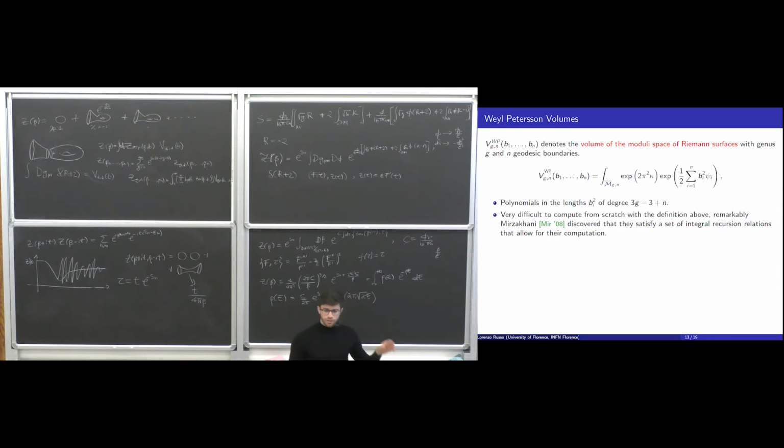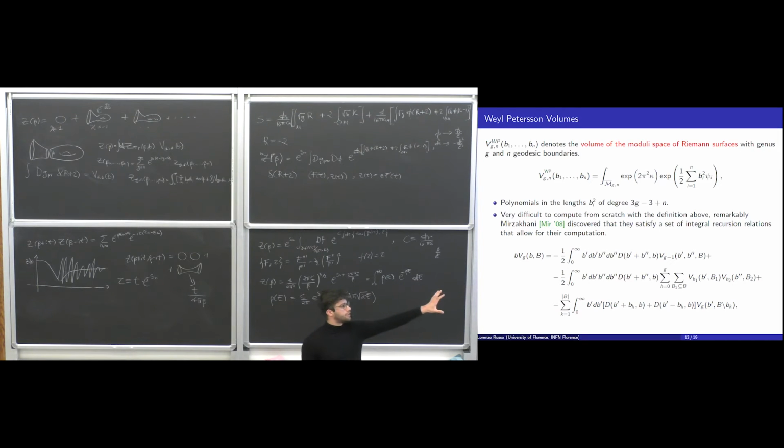As I told you before, they are pretty difficult to compute from scratch, but Mirzakhani discovered that they satisfy a set of integral recursion relations that allow for their computation, and they are those right here. As you can imagine, by looking at them, these D are some kernel functions that I did not report here for this case, but that I will show you for the supersymmetric generalization that we will care about. In principle, by using these relations, you can compute whatever volume you like, but there is no closed form expression for them. You have to resort to this type of approach.